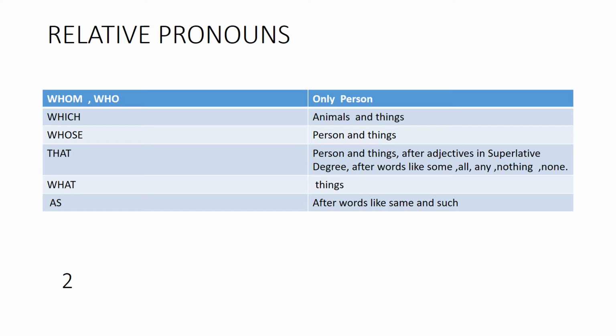The relative pronoun what is used for things. Example: she had purchased what she wanted to buy. The relative pronoun as is used after words like same or such. Examples: she is such a friend as is needed in troubled times. Her argument is the same as yours.